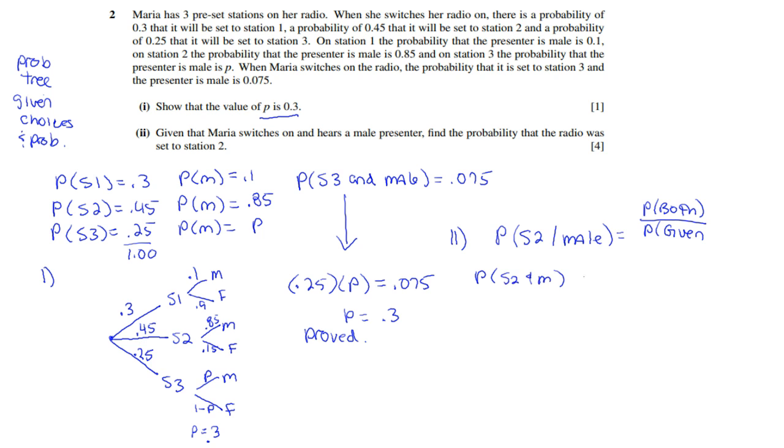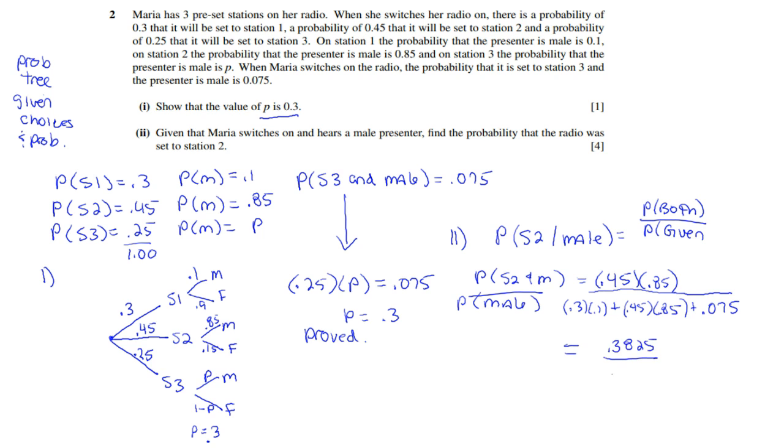So we go down to our tree. We go along station 2, we see 0.45 and male 0.85. We multiply those together, and that's the probability of both things happening. Now, the probability of it being male, well, there are 3 different chances for that. We could do 0.3 times 0.1, that's station 1. And we could do 0.45 times 0.85, that's station 2. And we already know the probability of it being a male in station 3, that's 0.075, so we can just add that last one. So all we've got to do now is simplify the numerator and the denominator and divide. And we're going to find out that the probability is 0.785.